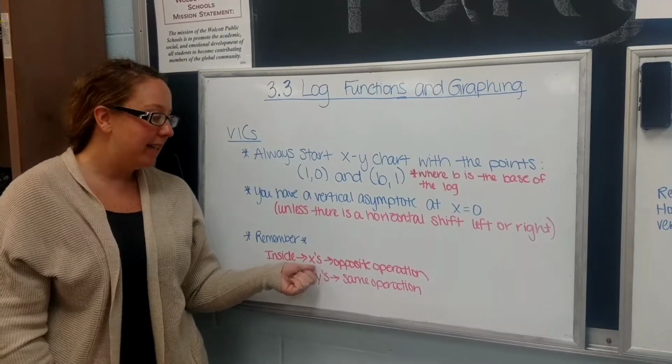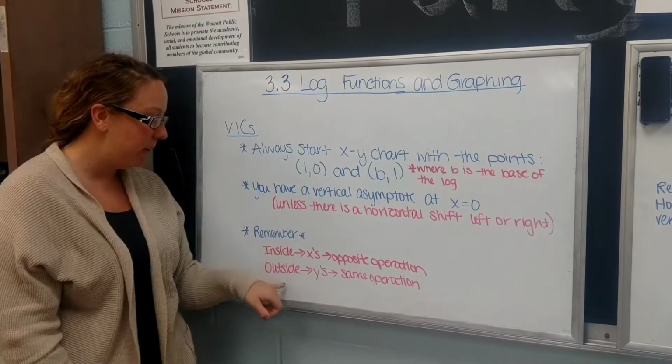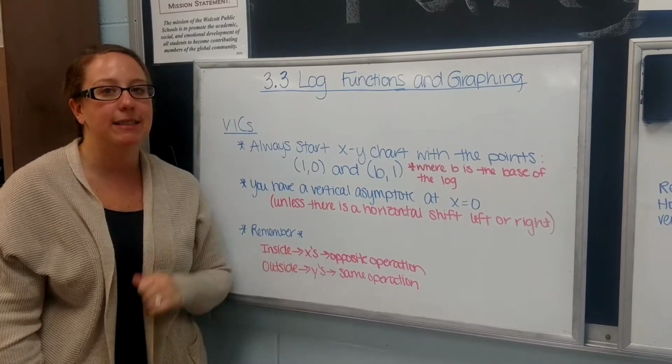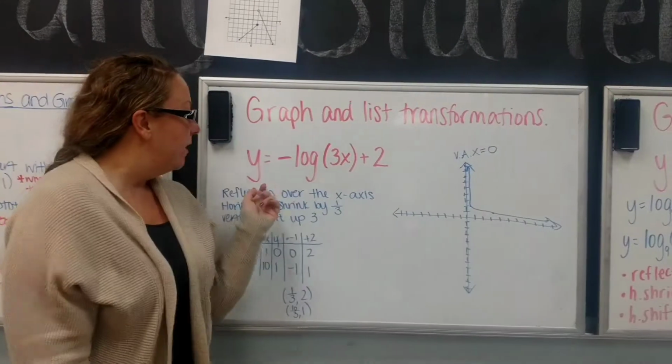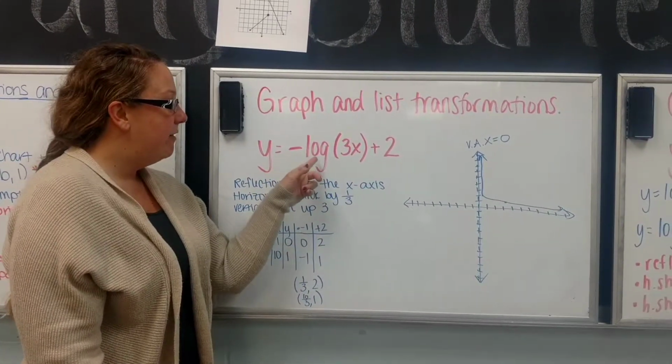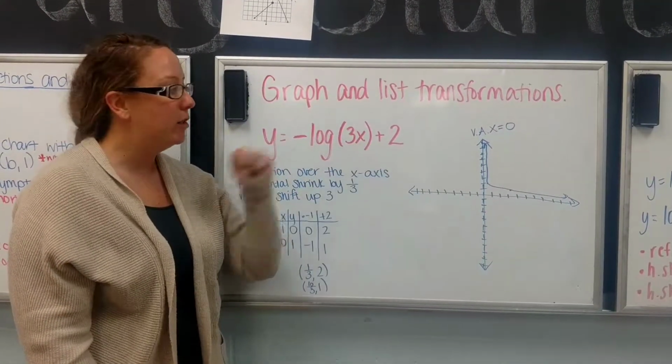Inside affects the x's, and it's the opposite operation. And the outside affects the y's, and it's the same operation. So we have two graphing examples. The first one is y equals negative log base 3 of x plus 2.